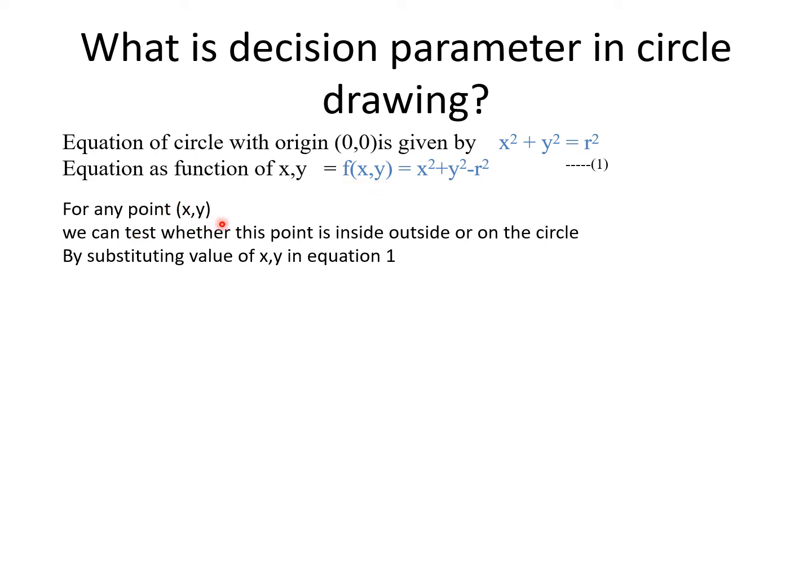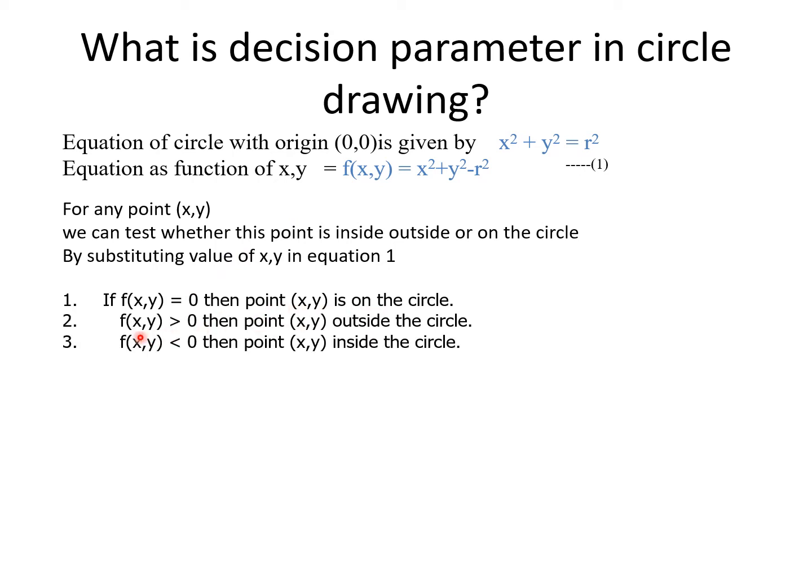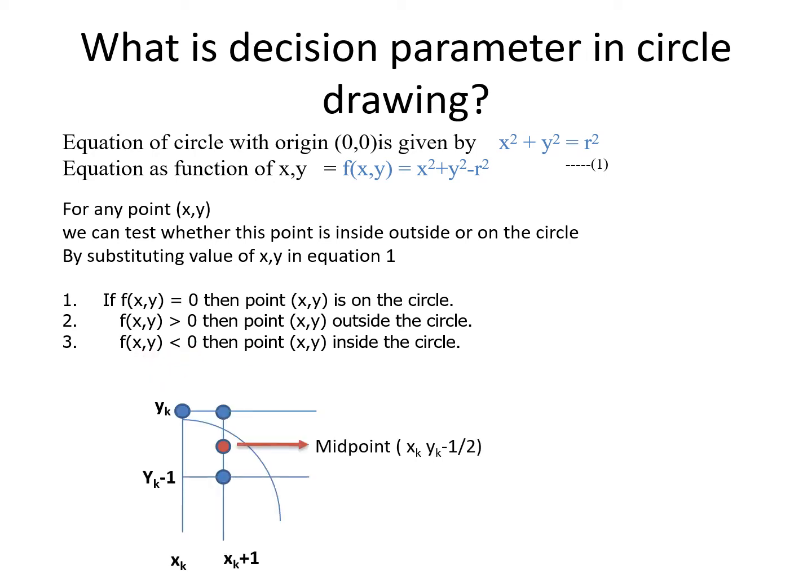Any point (x, y) can be tested whether it is inside the circle, outside the circle, or on the circle by placing its value in this equation. If we get the value as 0, then the candidate point is on the circle. If the value of this function is greater than 0, then the point is outside the circle. And if the value of this function is less than 0, then the point is inside the circle.